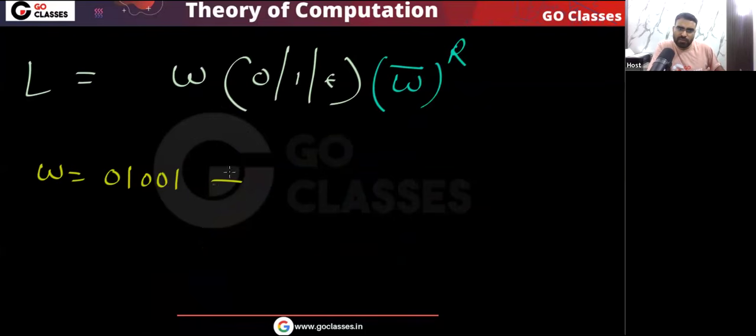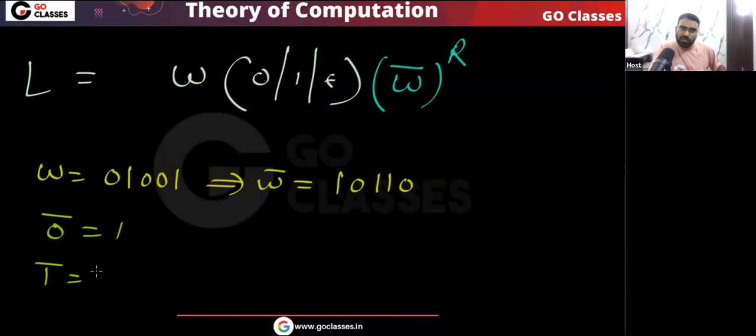So your language is like this. In the language you have W, and in between there is 0 or 1 or epsilon, and then there is W complement reverse. Okay, and let me explain what W complement is. See, W complement is defined like this: if you have, for example, this W, then W complement will be 1 0 1 1 0. Okay, is this clear? Are you getting my point? Basically 0 complement is 1, 1 complement is 0.